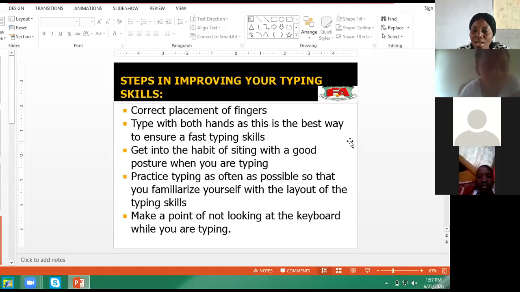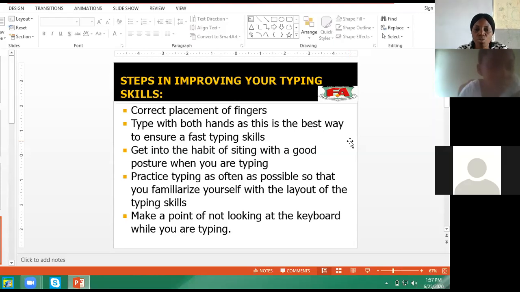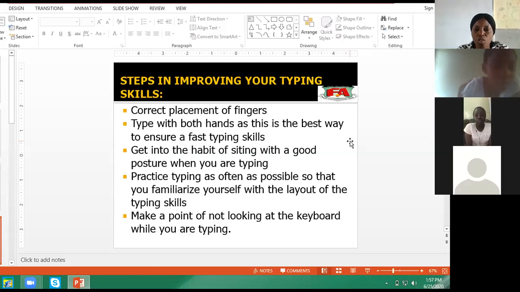These home row keys are ASDF. Can you remember? We did that in JSS1. Can you remember? Colon LKJ. Can you remember? Yes, ma'am. So we'll be building on that. So correct placement of your fingers, that is your right fingers and your left fingers, must be placed on that home row key. So it's going to serve as a guide, okay?